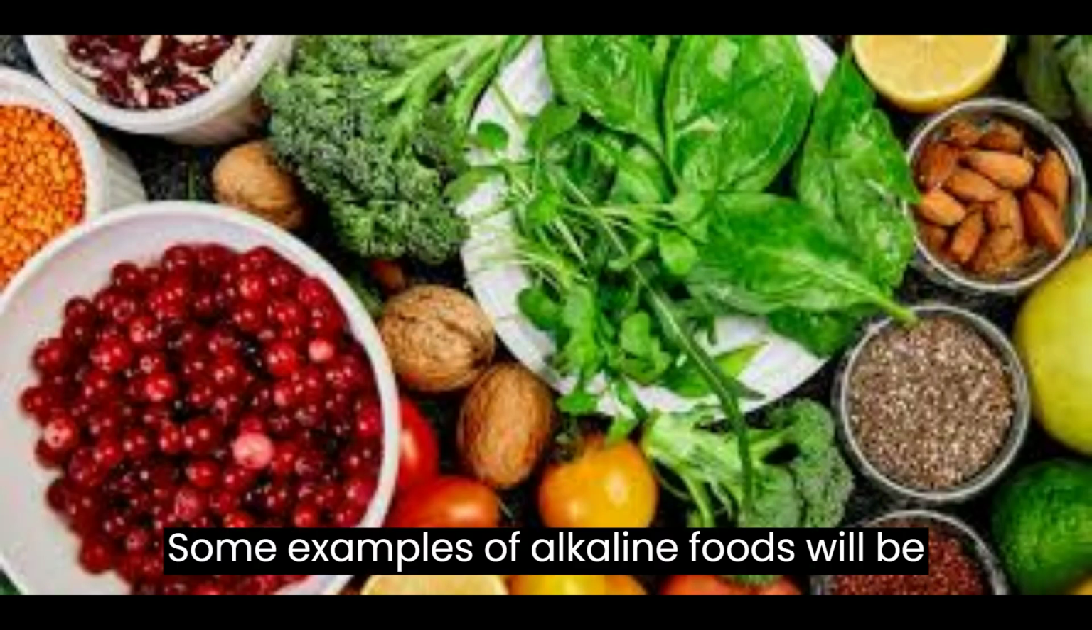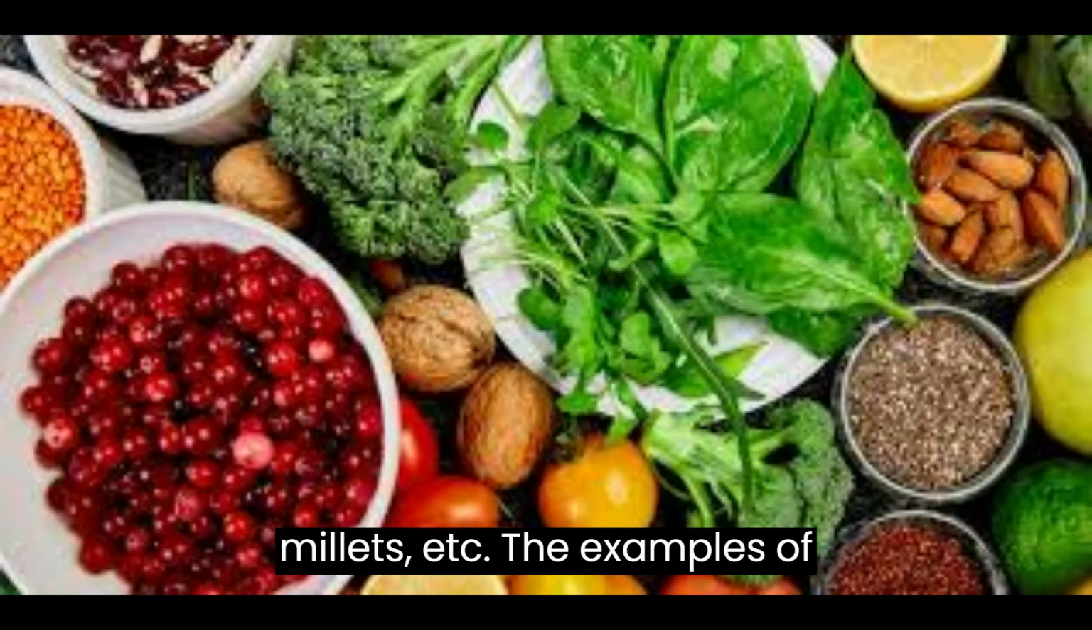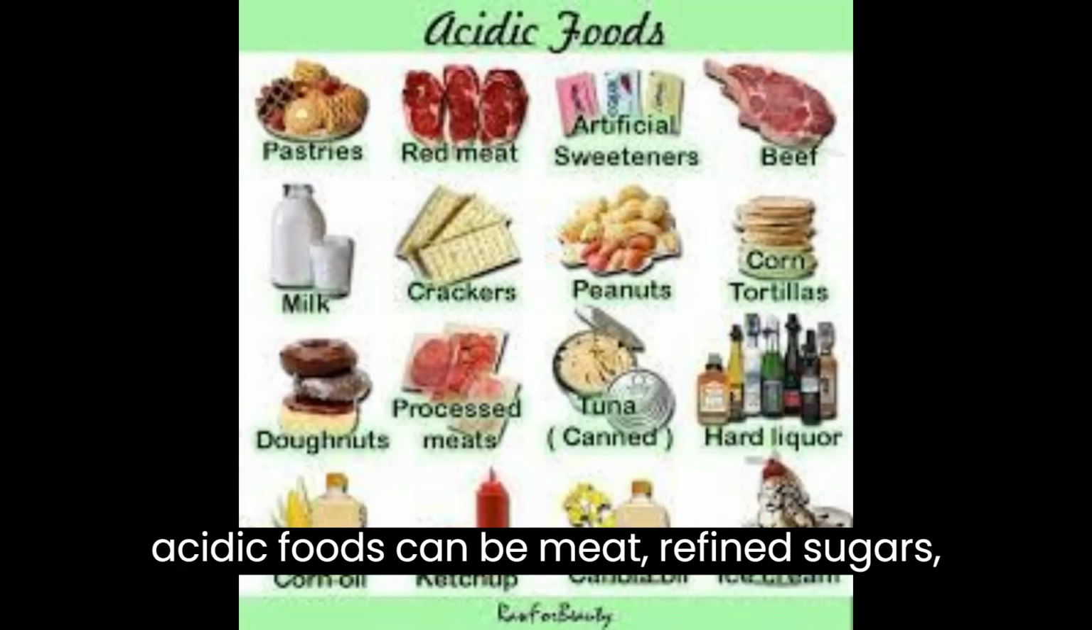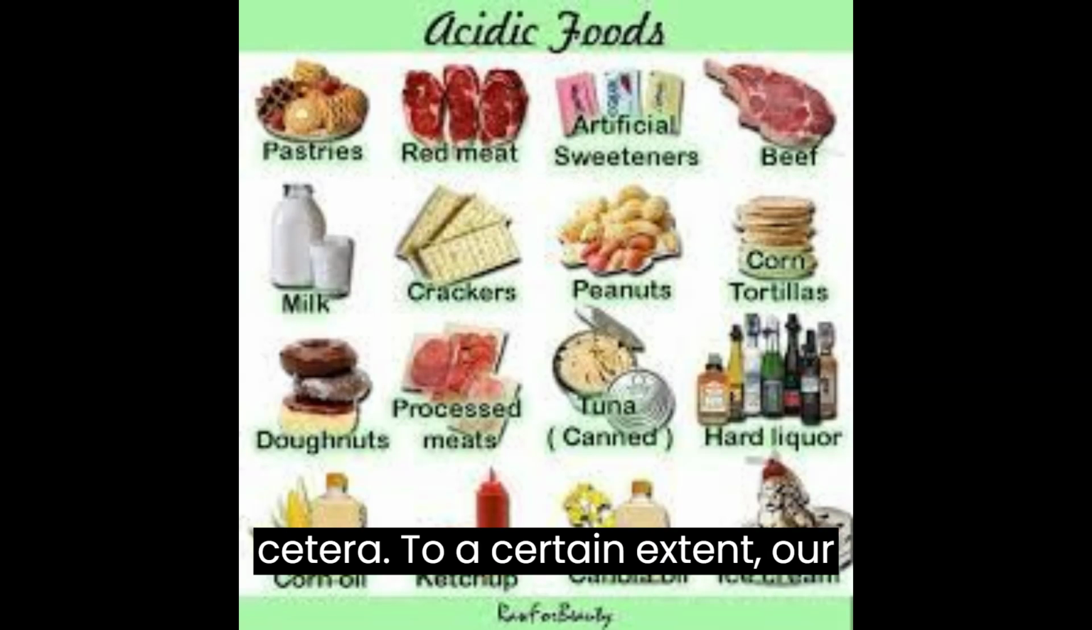Food can be divided into two groups, alkaline foods and acidic foods. Some examples of alkaline foods are lemon, dark leafy vegetables, fruits, millets, etc. Examples of acidic foods can be meat, refined sugars, cheese, caffeine, alcohol and tobacco, etc.